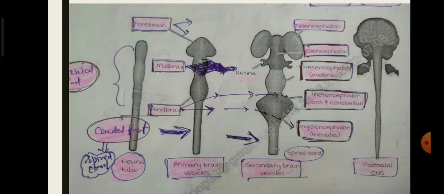We can see the structures: the forebrain, midbrain, and hindbrain. The forebrain forms the telencephalon and diencephalon, the midbrain forms the mesencephalon, and the hindbrain forms the metencephalon and myelencephalon, which further differentiate to form the brain. And the caudal part of the neural tube forms the spinal cord.